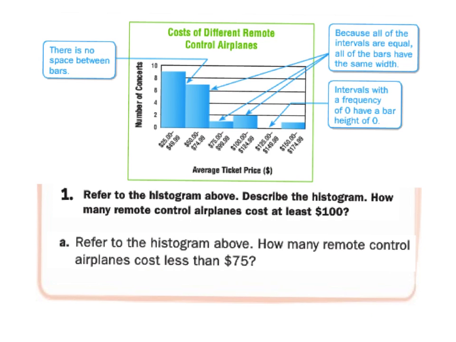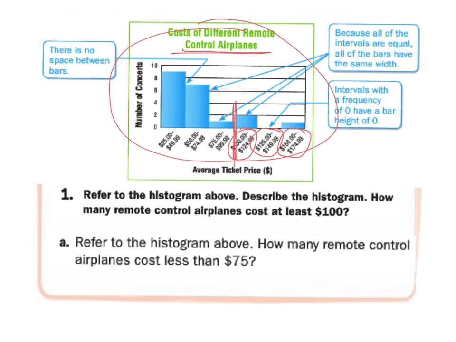Perfect. Okay, so for the first one it says refer to the histogram above. So up here this is the histogram, okay? And it says describe the histogram. How many remote control airplanes cost at least $100? So what we need to do is we have control of airplanes. And $100 is right here. Do you see that? $100 to $124.99, $125, and it goes all the way up to $174.99. So all of them that cost at least $100.